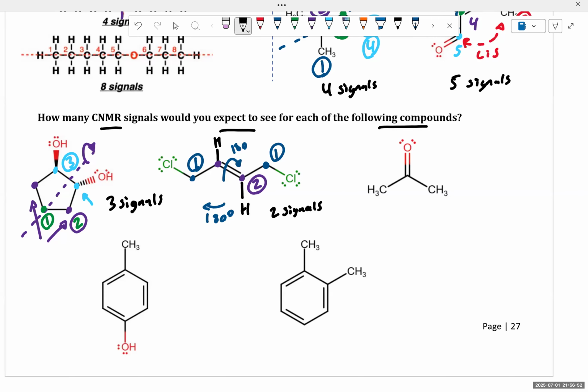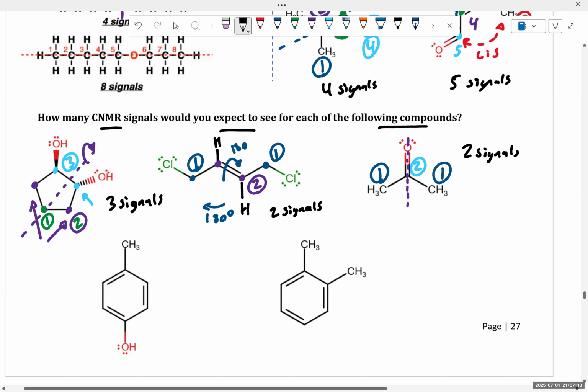Okay, so let's work through the following example. In this case, we have a clear plane of symmetry, and thus these two carbons are equivalent. And we have a second chemically unique carbon attached to the carbonyl group. Thus, we would expect to see two carbon signals.